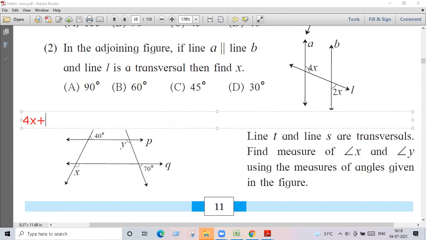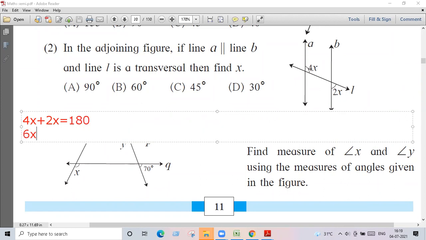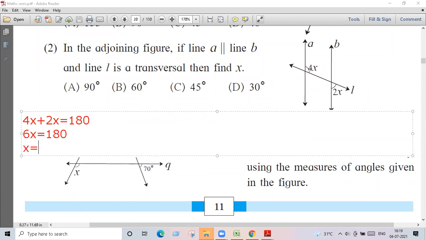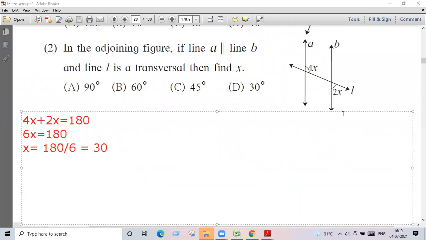4x plus 4x is equal to 180. That means 6x is equal to 180. That means x is equal to 180 divided by 6 is equal to 30. 30. Getting? So 30 is your answer. I have option number.